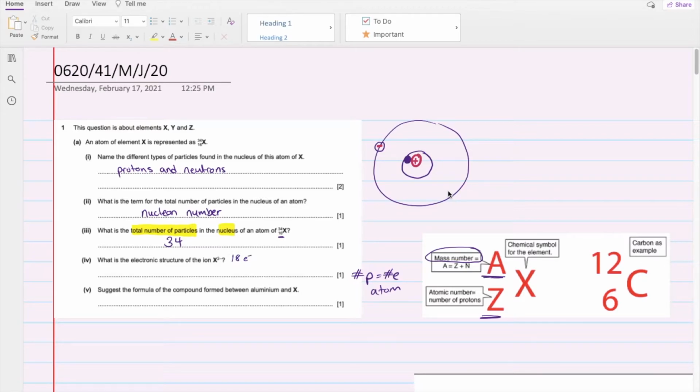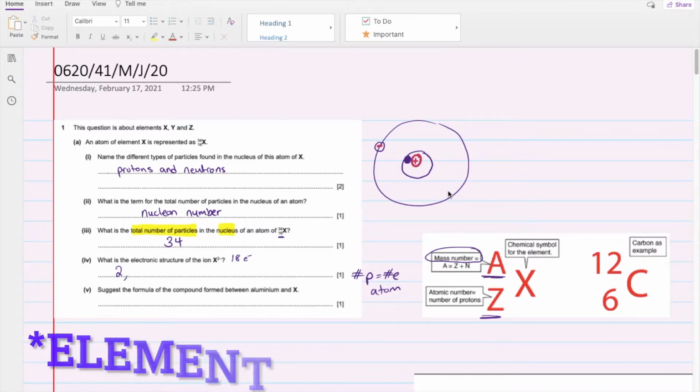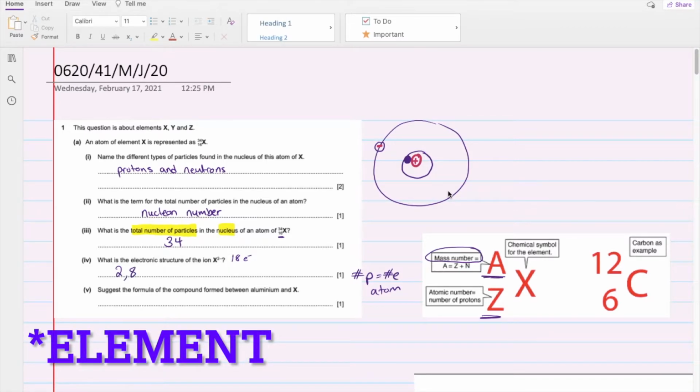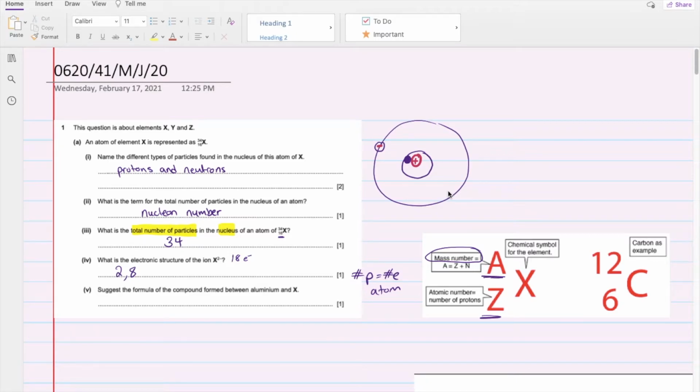Okay, now when it comes to electronic structures, you always start with 2. 2 right here. I'll explain it after, but let's just do this first. You start with 2, then the next shell of the electron will have 8. So that's 10 so far. We still have 8 more electrons, so we'll just add the other 8 electrons to the next shell in the atom.